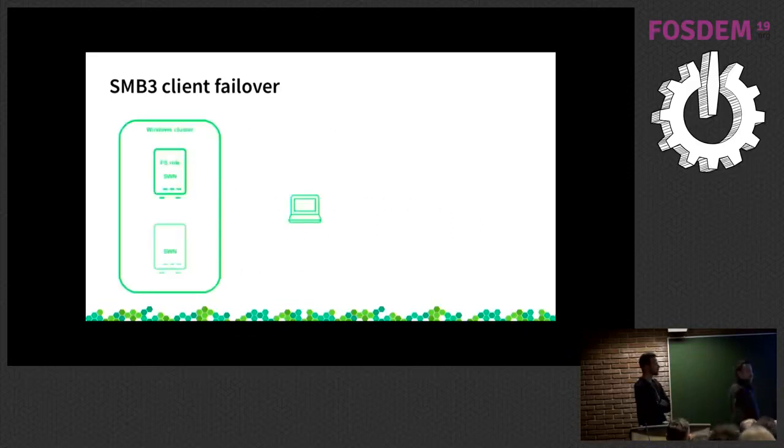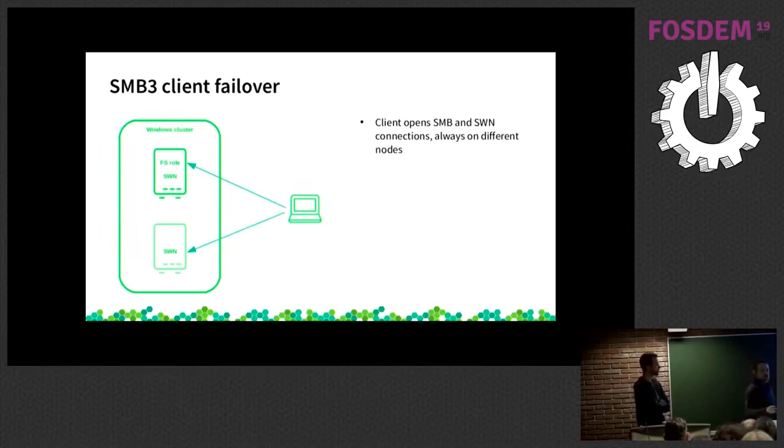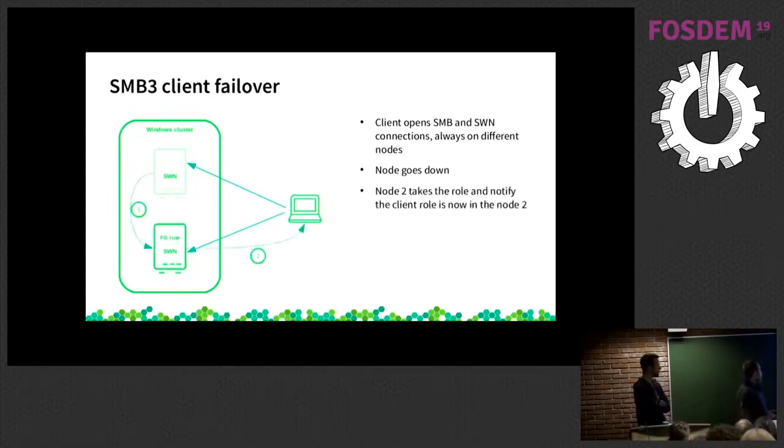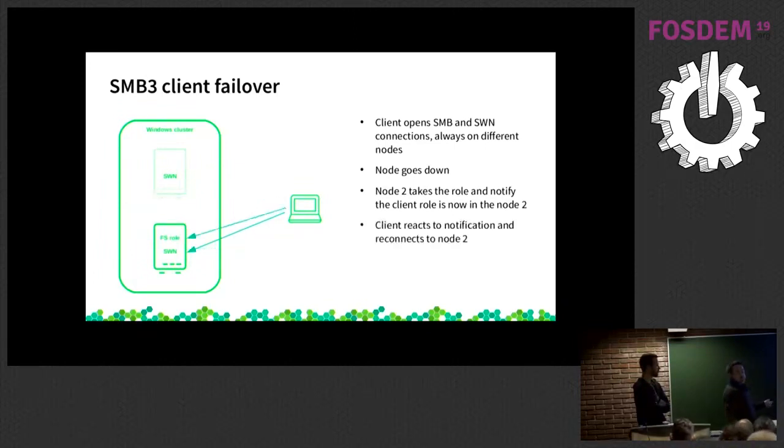So in an SMB3 cluster, all nodes are running the witness service, and the client opens two different connections. It's important to remark that these connections are always to different nodes. So when the node holding the file server role crashes, two things happen: the cluster moves the role to another server, and also the witness service tells the client about this movement. So the client can react and automatically reconnect to the other node.